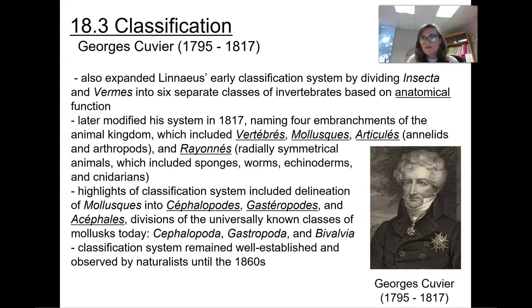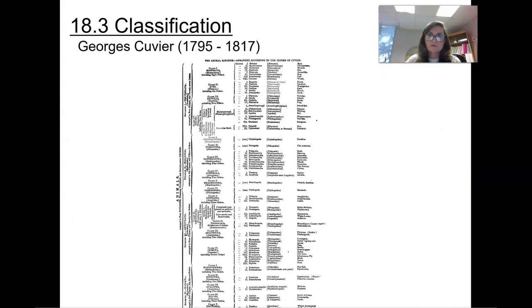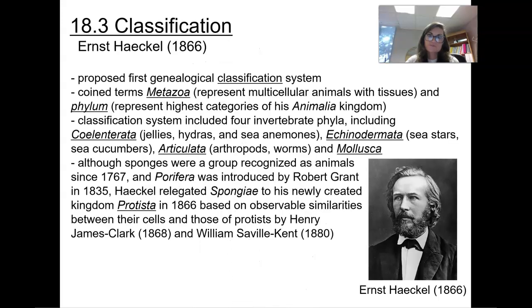Highlights of the classification system are going to include delineation of mollusks into cephalopods, gastropods, and acephals. So cephalopods, think of head, foot. Gastropods, think of stomach, foot. And so these divisions of universally known classes of mollusks today are going to be our cephalopoda, gastropoda, and bivalvia. And so that's going to be the last one. That means it's going to be a 2-shell system or have 2 valves, so it can kind of open up like that. So you're thinking of things like clams that fall into that group. So the classification system is going to remain well established, and it's going to be observed by most naturalists until the 1860s. And so here is going to be Cuvier's classifications.